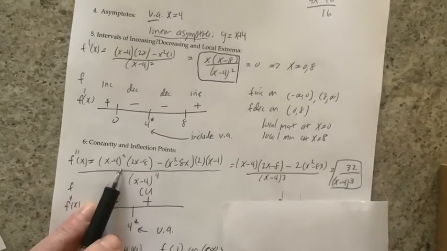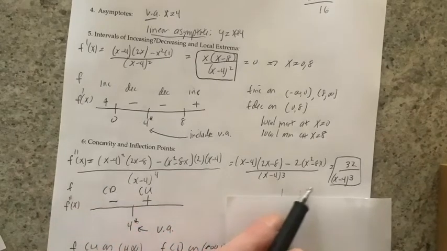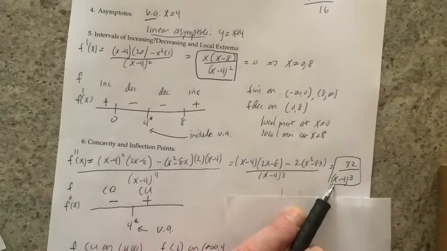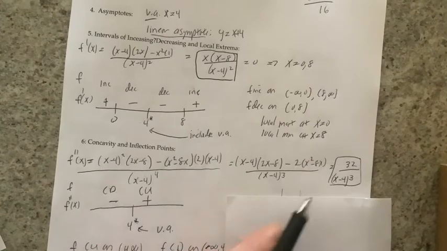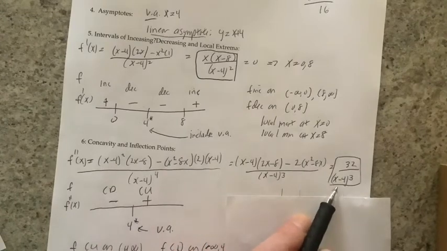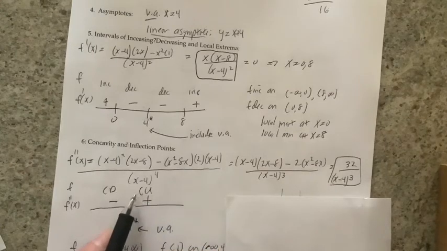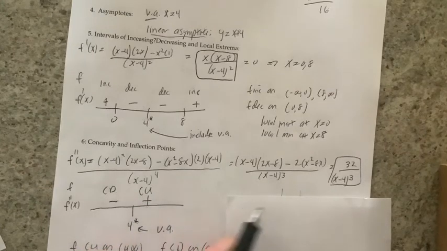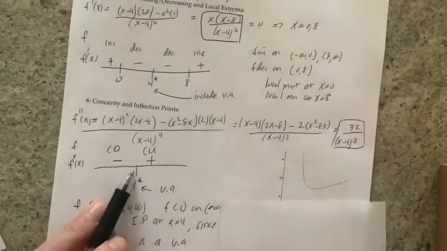For the second derivative, it's kind of a mess. When all the dust settles, I got that. It's never 0, but notice the concavity could change at the vertical asymptote. And it does, actually, because if x is less than 0, the second derivative is negative. If x is greater than 0, the second derivative is positive. So at the vertical asymptote, the concavity changes.